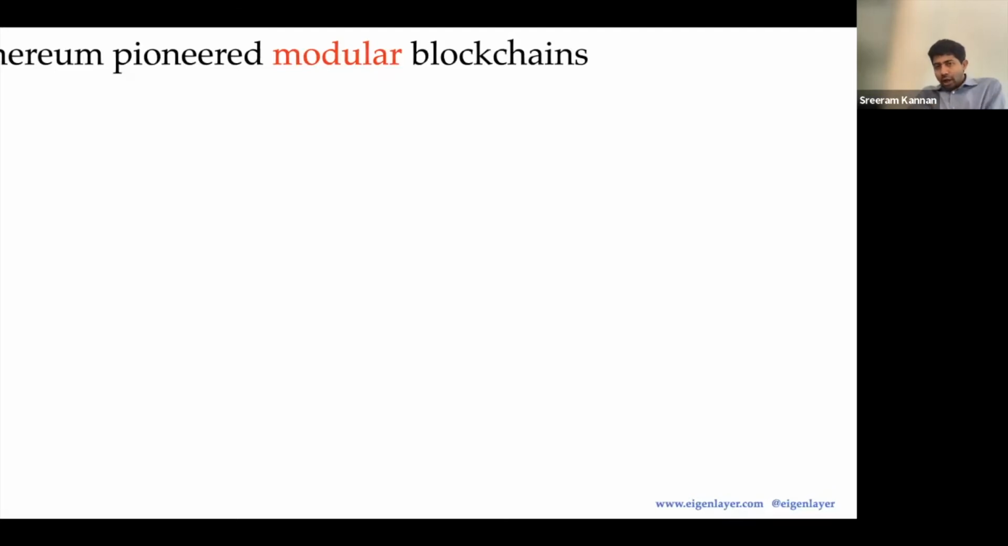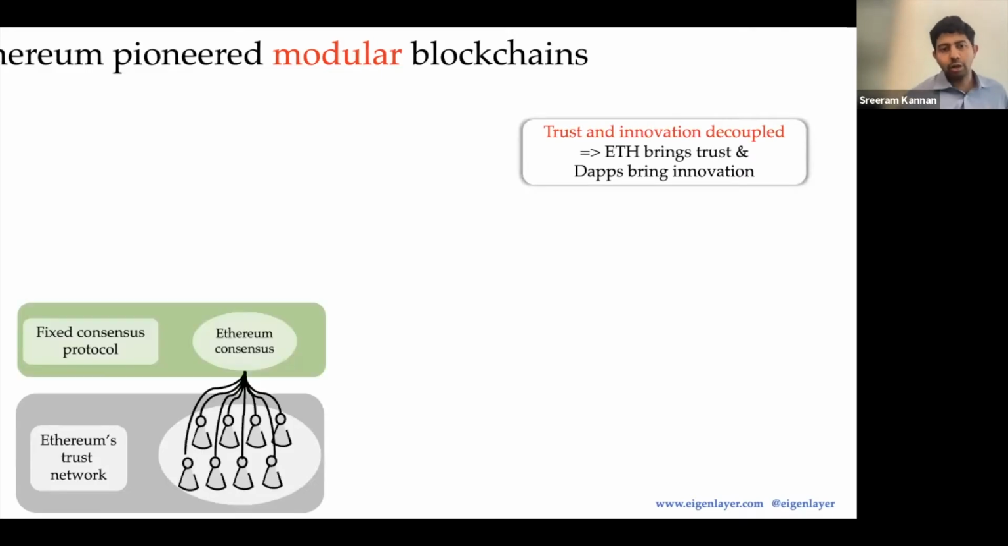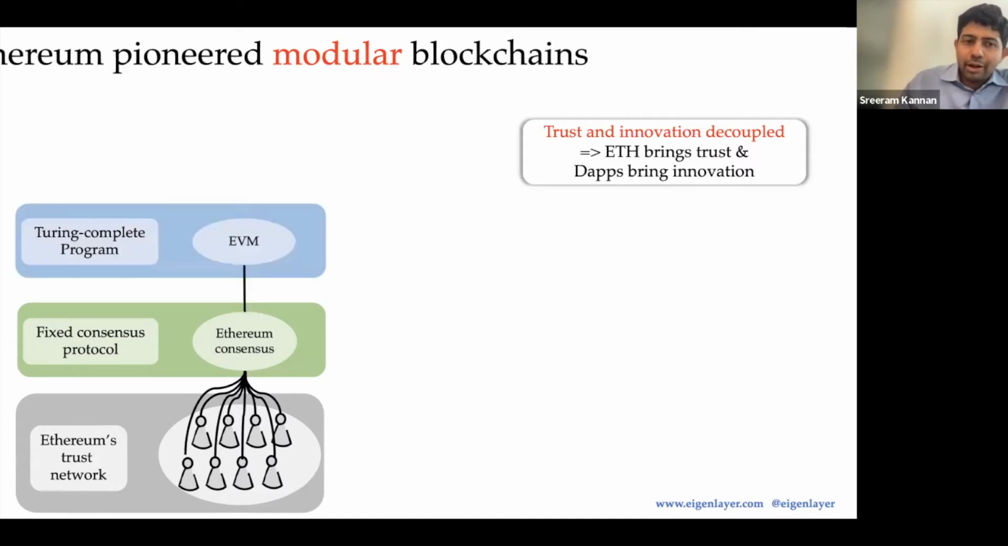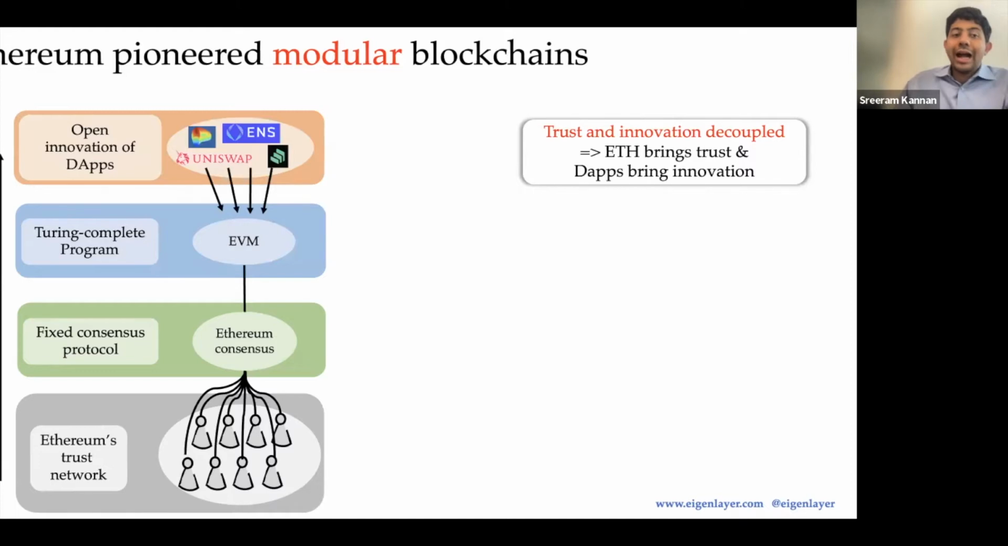The underlying premise of this project starts with this particular view of what Ethereum actually did. If you look at the structure of Ethereum, you have a trust network, you have a consensus protocol, you have a programming layer on top, but anybody can come and build new applications on top of it, right? Uniswap, ENS, Curve, whatever. All of these things can come and build on top of this.